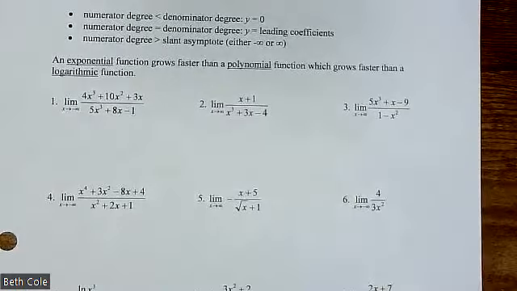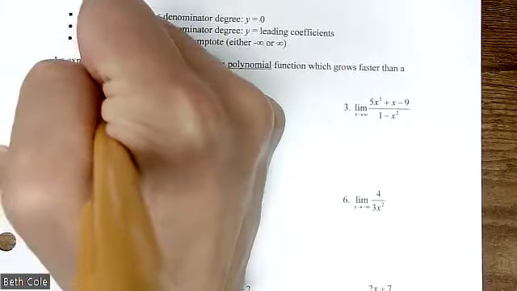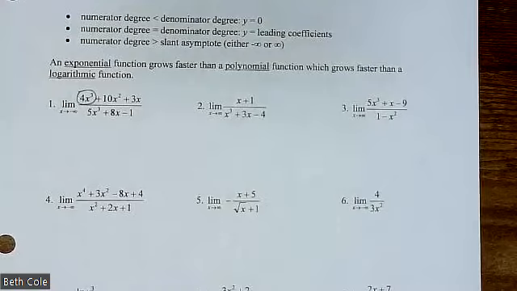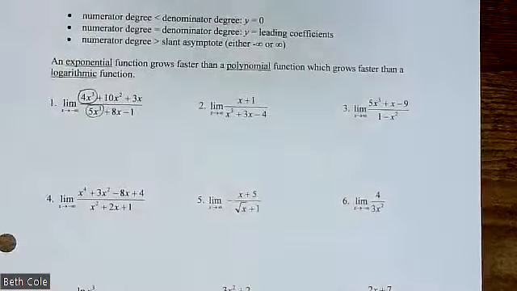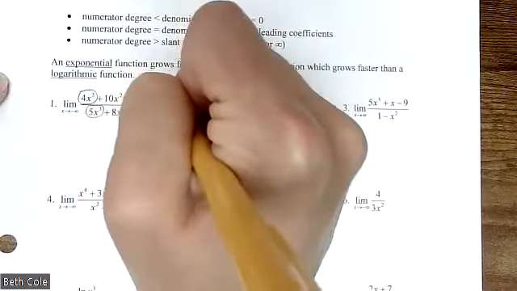So, and I usually just circle them. So for number 1, and I also call this like who's in charge here. Who's in charge for the numerator? 4x to the third. Good. Who's in charge for the denominator? 5x to the third. Okay, so they're the same, and your answer is just going to be 4/5.